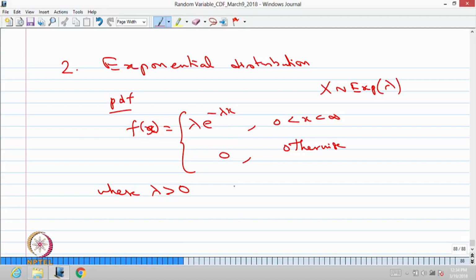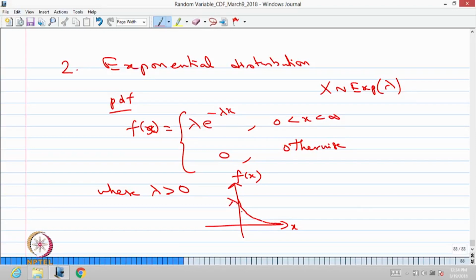One can draw the probability density function. The probability density function starts at lambda at 0, and it keeps going down and down, and it becomes 0 at infinity.